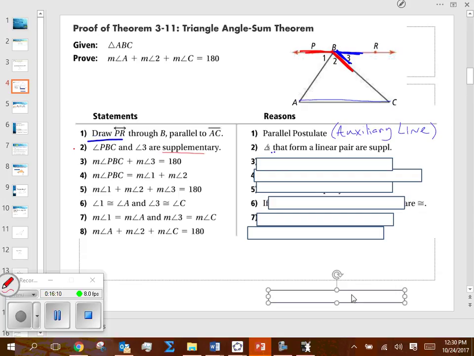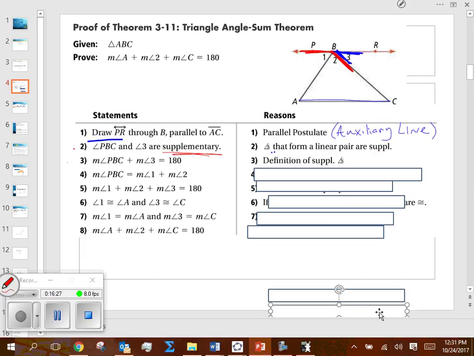We just introduced the word supplementary, right? So it's probably a good idea to talk about what that means for us. And we do that in line 3 here. It says PBC plus 3 equals 180. And that is what reason? Definition of supplementary angles. So those 3 statements come from using that additional parallel line that we knew existed.